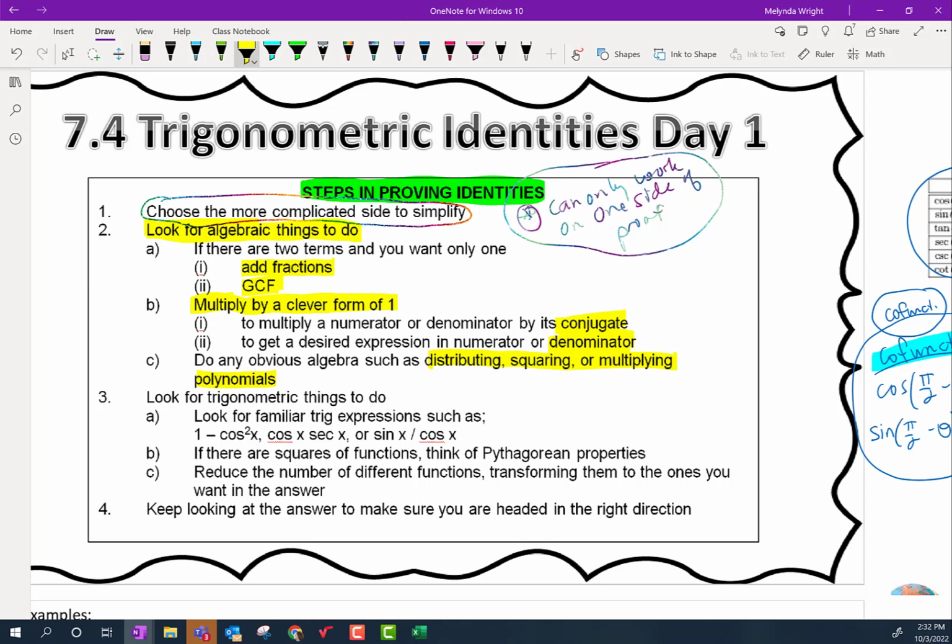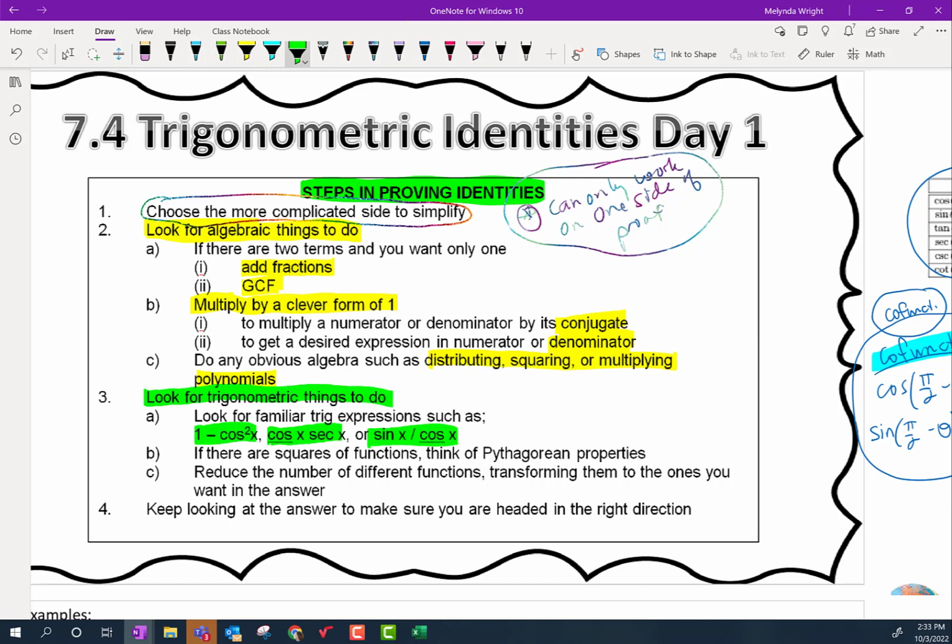Another thing that we should look for is trig. We want to look for trig things to do. We have these formulas under our belt, and we want to be able to use them. Look for things like 1 minus cosine squared. When you see that, your brain should say, oh, that's the same thing as sine squared. Cosine times secant, maybe you could use a reciprocal property. Sine over cosine, that's a quotient property. So you need to think of some trig things to do.